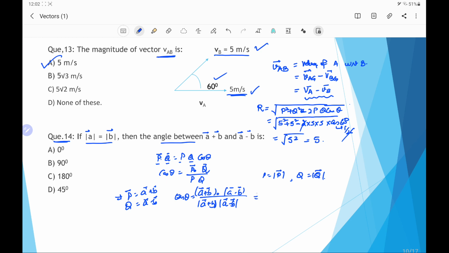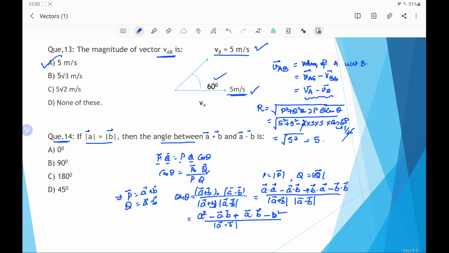When we take the dot product, it will be vector A dot vector A minus vector A dot vector B plus vector B dot vector A minus vector B dot vector B, divided by magnitude of vector A plus B into magnitude of vector A minus B. Hence A dot A can be written as the square of the magnitude of vector A, minus A dot B. Using the commutative law which the dot product obeys, B dot A equals A dot B, so it is plus A dot B, and minus B dot B can be written as the square of the magnitude of B, divided by magnitude of vector A plus vector B into magnitude of vector A minus vector B.